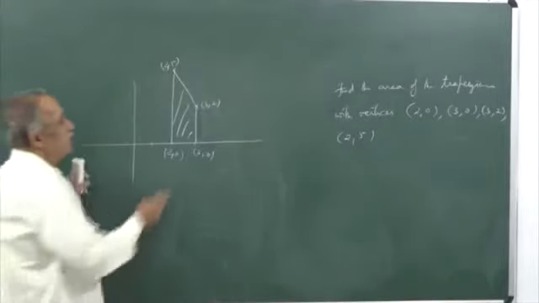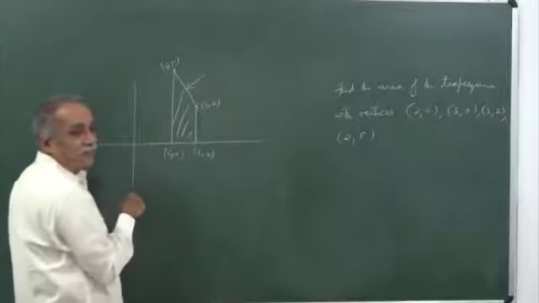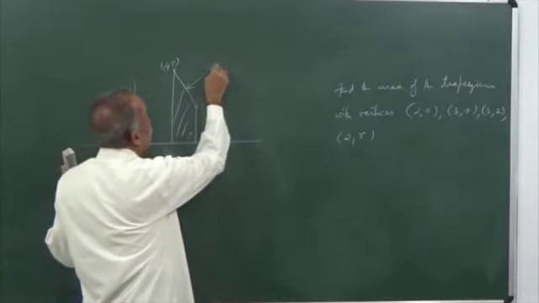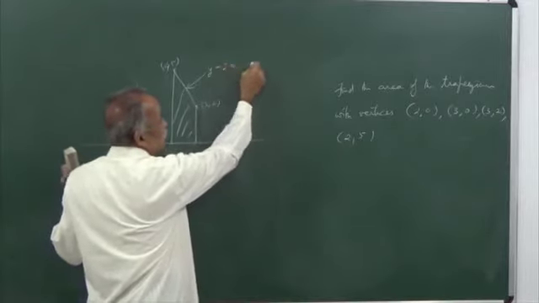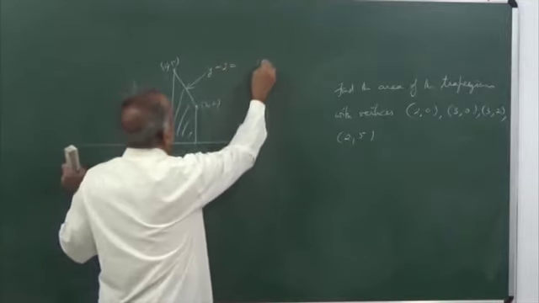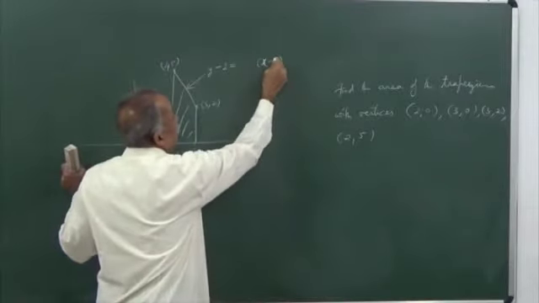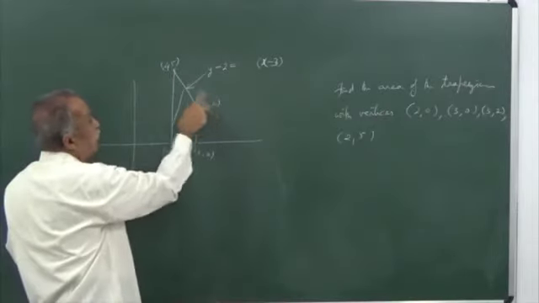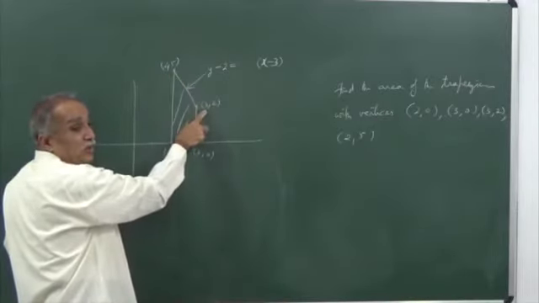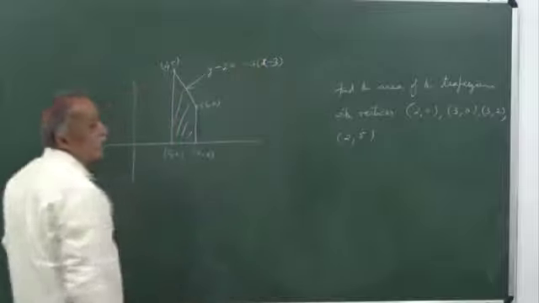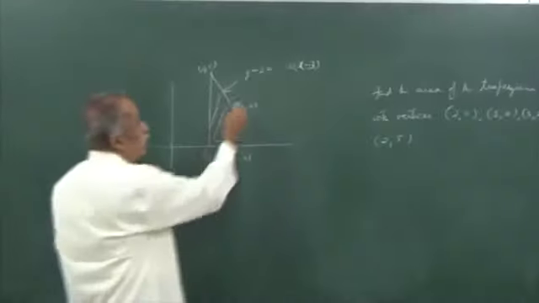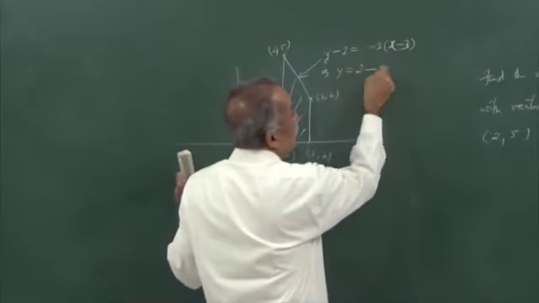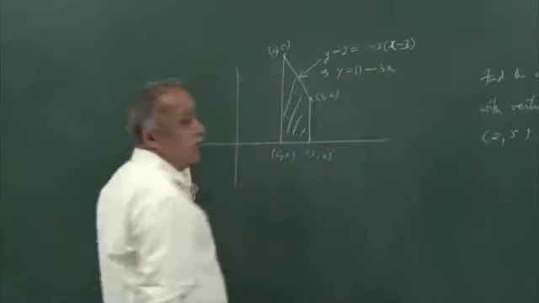What I do is simply obtain the equation of this line. What is the equation of this line? Using the two-point formula, y minus y1 equals slope into x minus x1. What is the slope? It is (y1 minus y2) by (x1 minus x2). So the equation of this line is y equals 2 minus 3(x minus 3), that is 11 minus 3x.